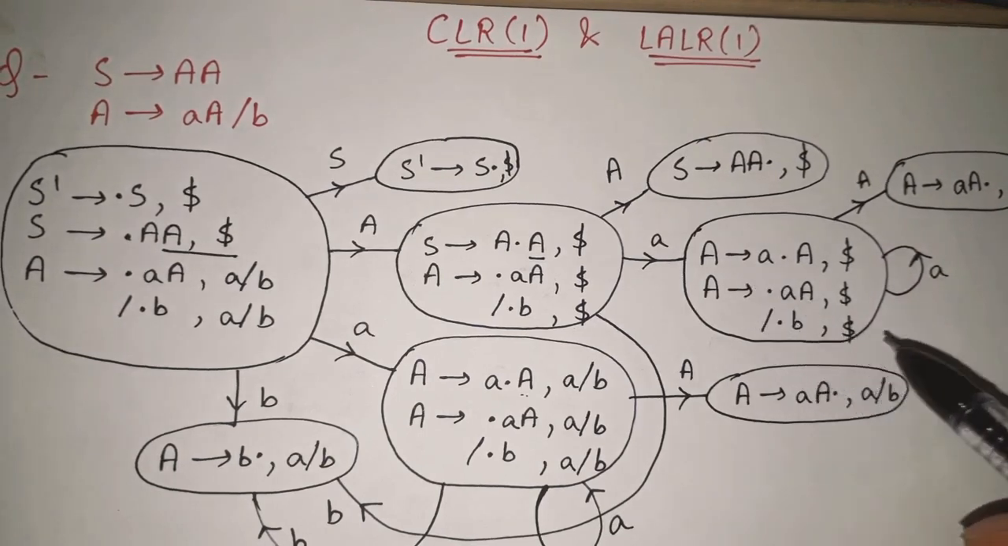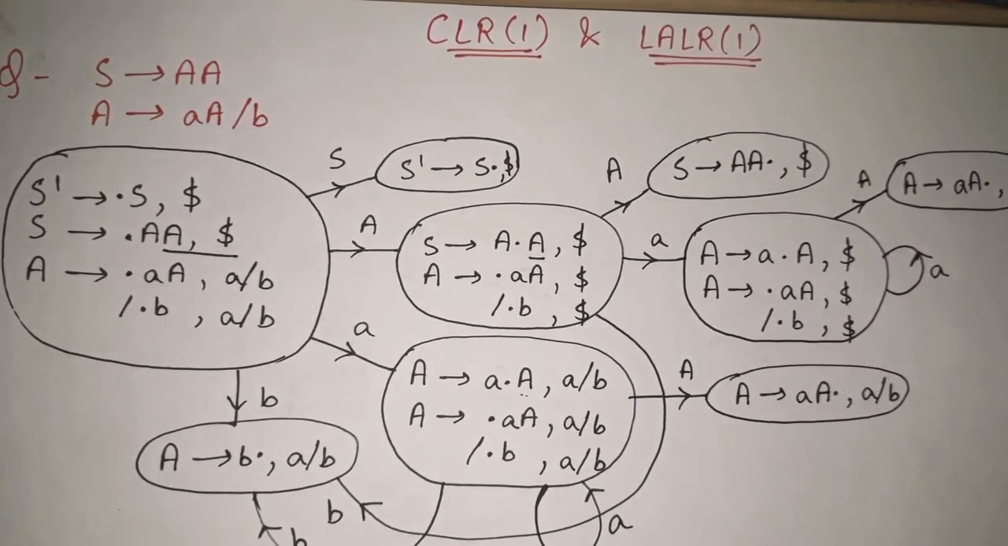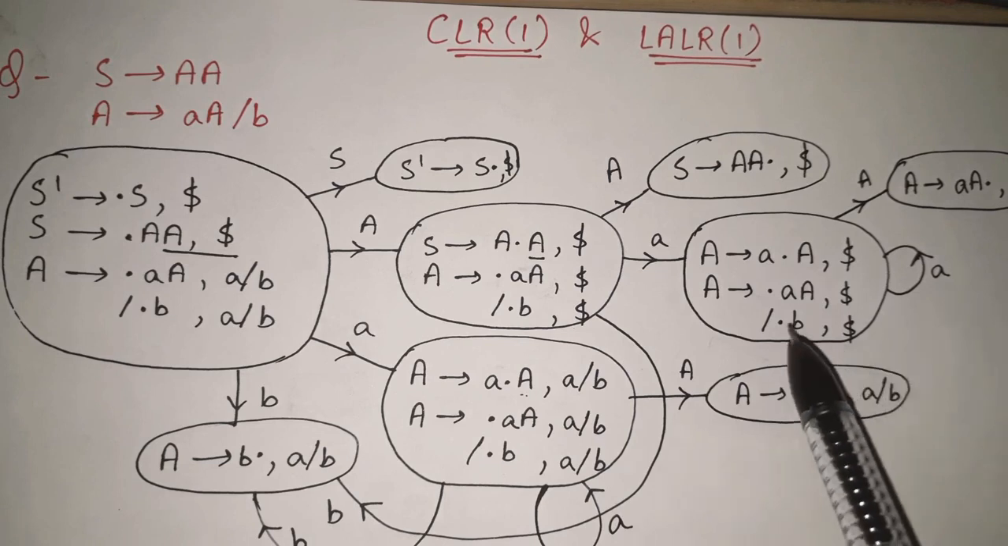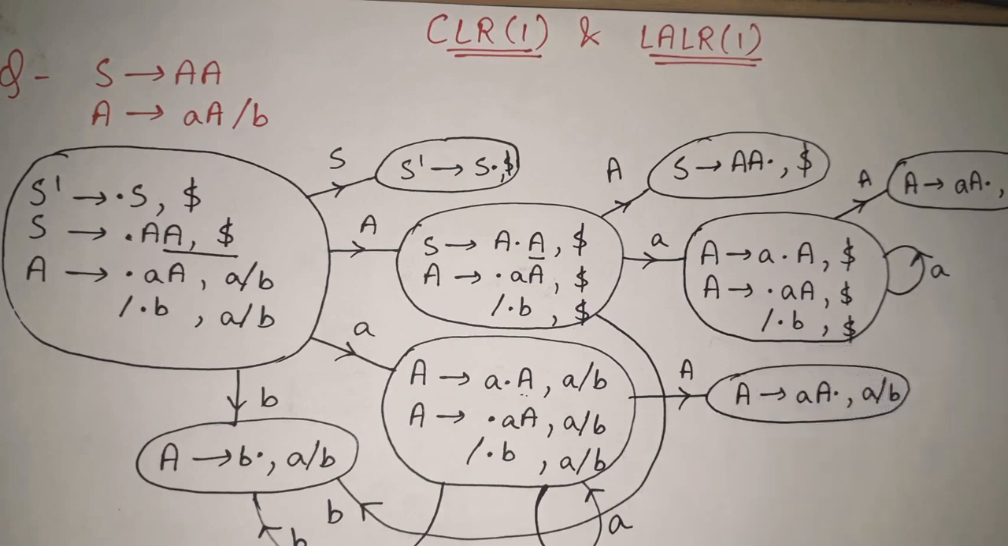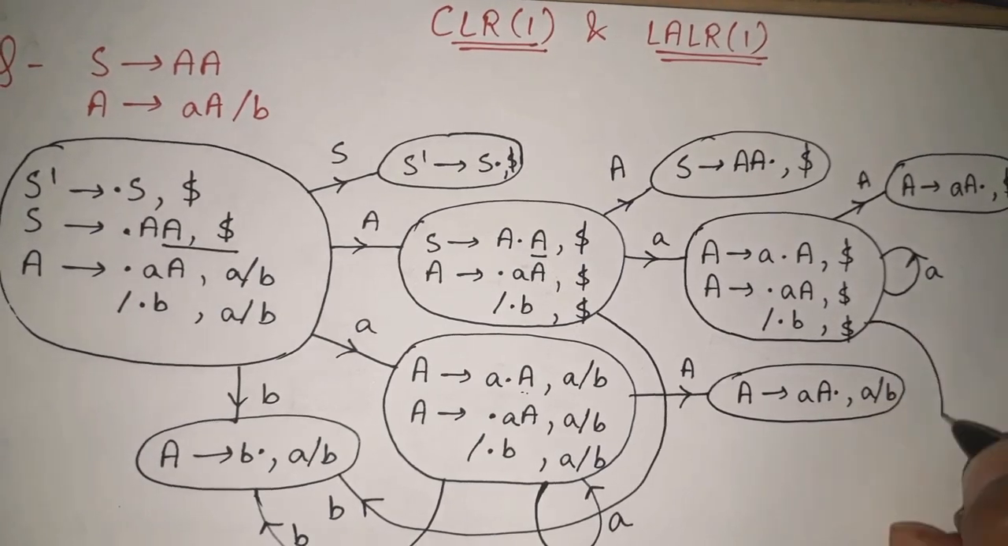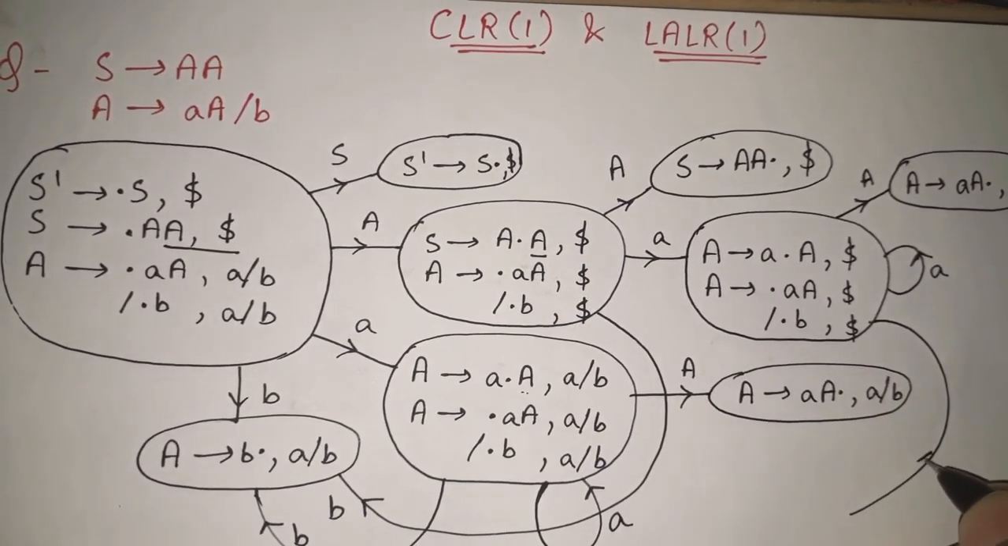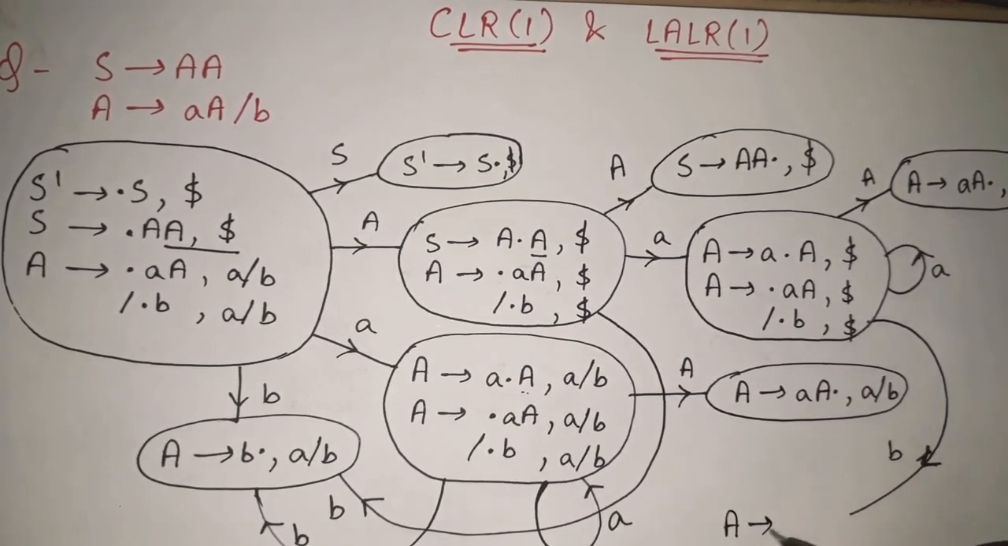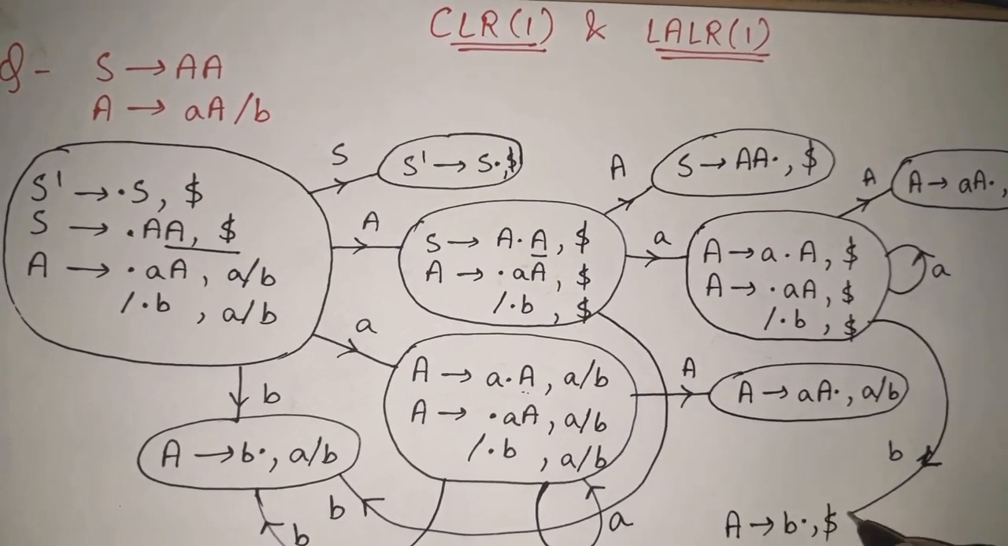And on small b I guess I have to make a state. For small b where it will go, A gives b dot and dollar. Yes, A gives b dot or dollar. So I have to make one state for small b. For small b, what we will get? A gives b dot or dollar.